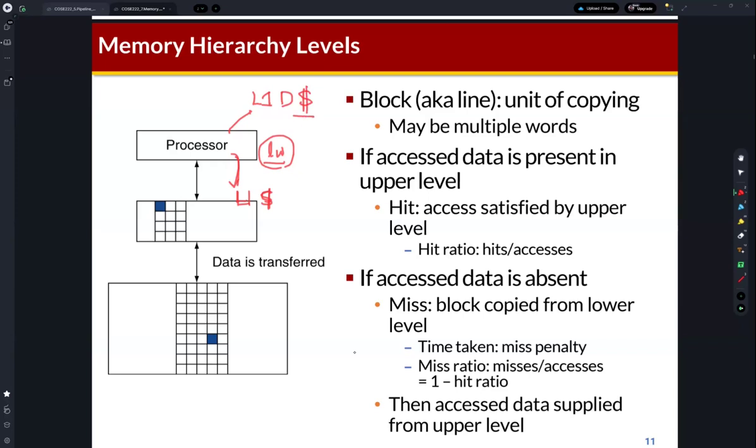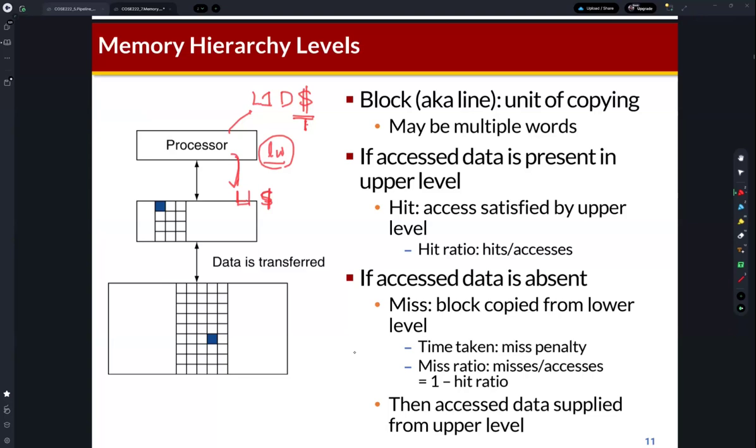I frequently use the dollar sign as the cache. Is it because the pronunciation is the same? Cash and cache, the pronunciation is the same. So that's why I frequently use the dollar sign to represent the cache memory. Computer architecture researchers use the dollar sign for the cache, okay? Anyway.